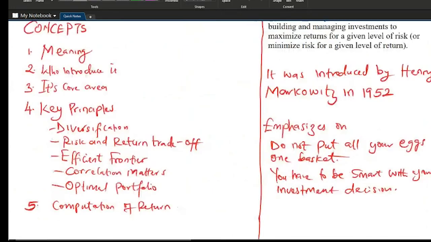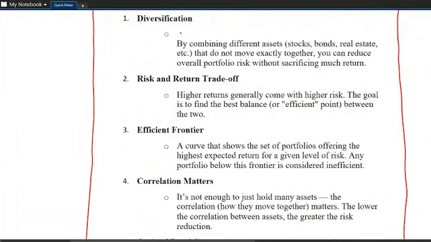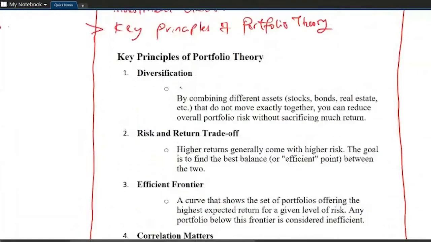All right, so what are the key principles of portfolio theory? We'll be looking at 5 key principles of this theory. Number one, diversification. By combining different assets, which are stocks, bonds, real estate, for instance, you must check the diversification to be sure that they do not move exactly together so that you can reduce the overall risk without sacrificing much return. That is number one principle.